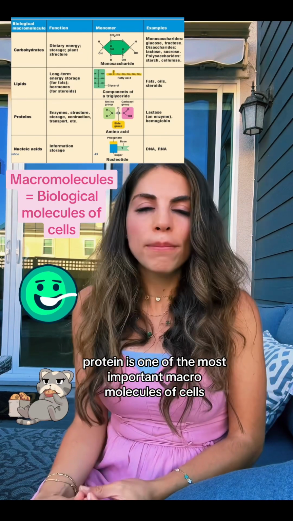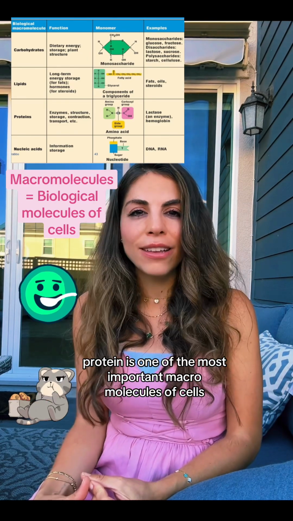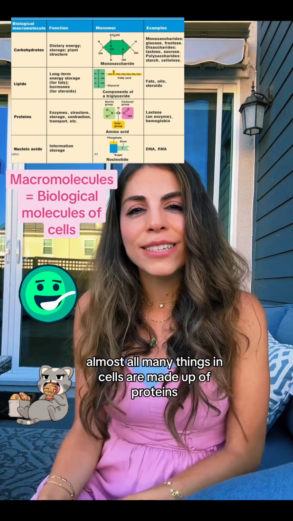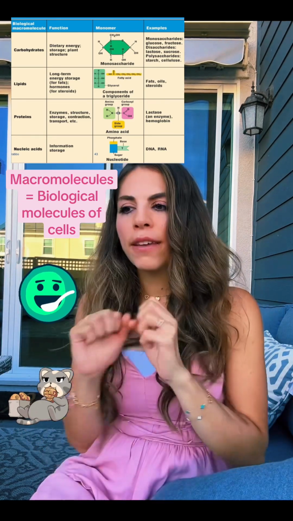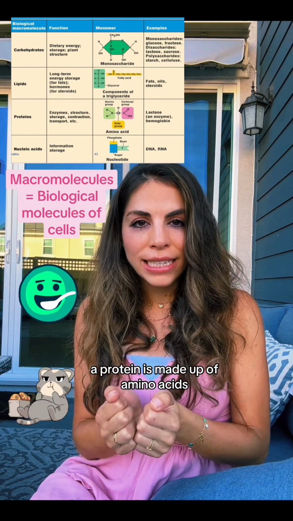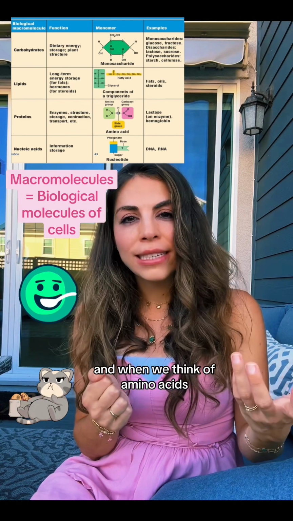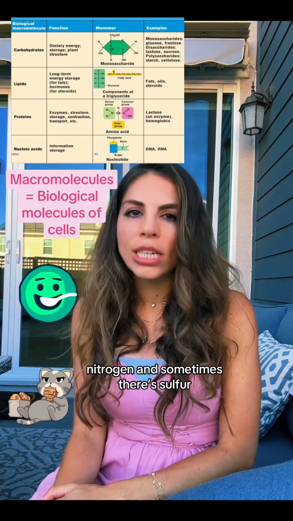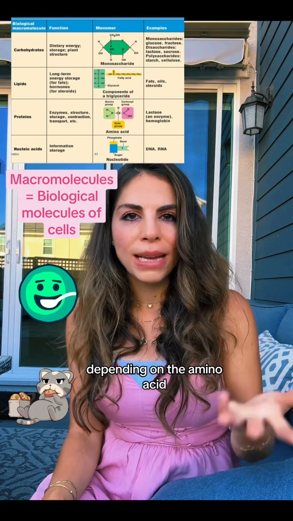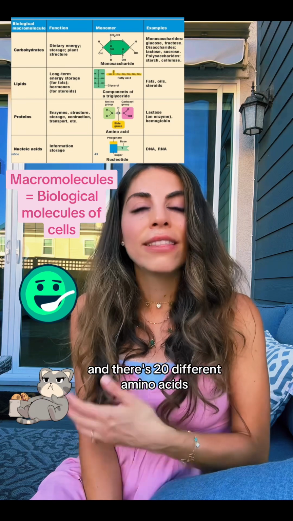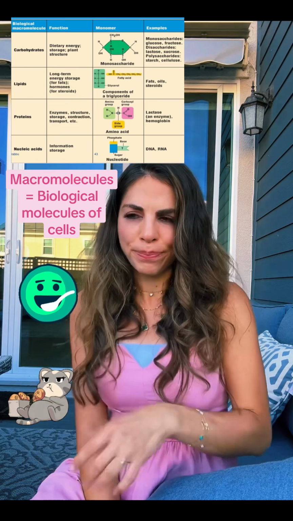Protein is one of the most important macromolecules of cells, because many things in cells are made up of proteins. If you break down a protein, it is made up of amino acids. And when we think of amino acids, they're made up of carbon, hydrogen, oxygen, nitrogen, and sometimes there's sulfur depending on the amino acid. But the monomers of proteins are amino acids, and there's 20 different amino acids.